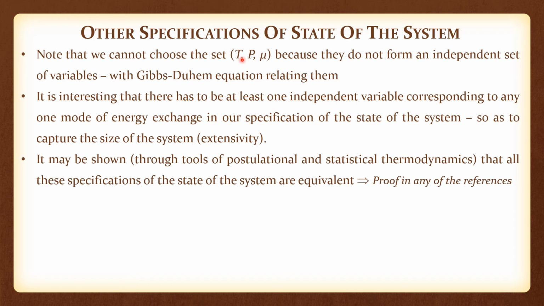Then I get Gibbs free energy, which is denoted by this symbol G. So G is G of T, P, N. So there are these 5 specifications: internal energy specification or formulation, entropy specification, enthalpy specification, Helmholtz energy specification, Gibbs free energy specification. All these specifications of the state of the system, macroscopic state of the system, are equivalent. In other words, they all contain the same extent of information about the state of the system.